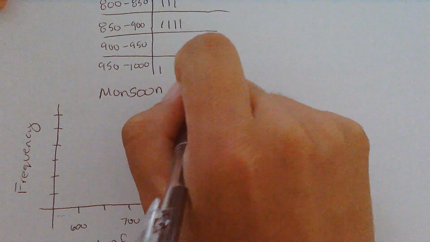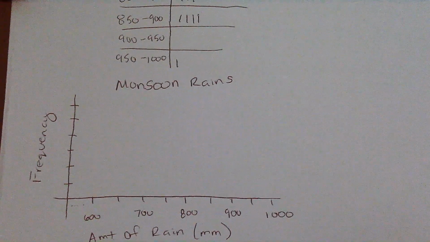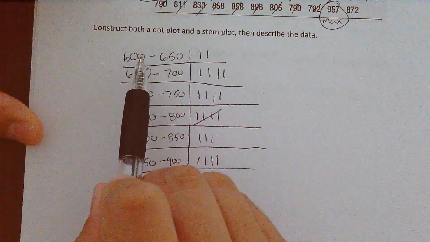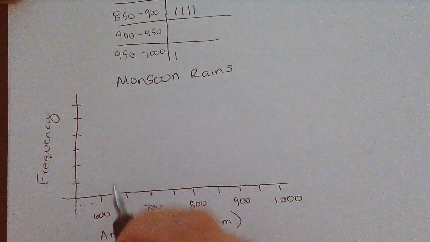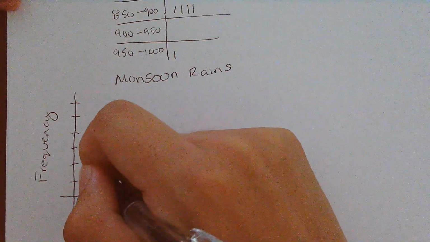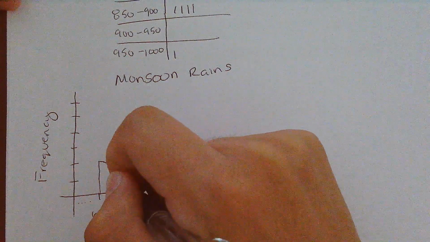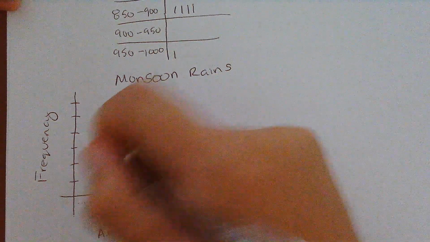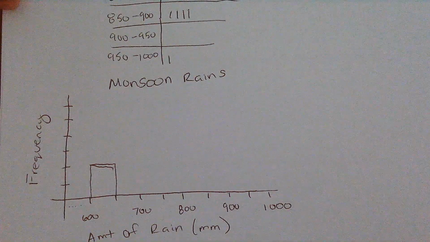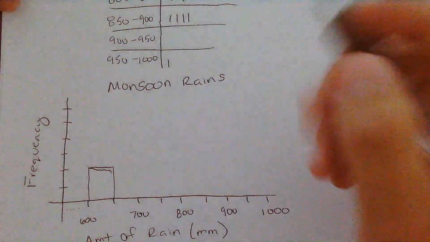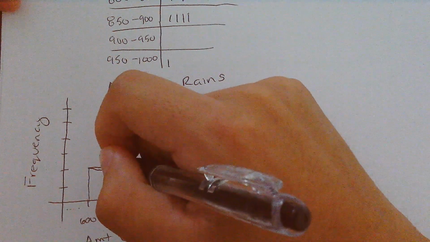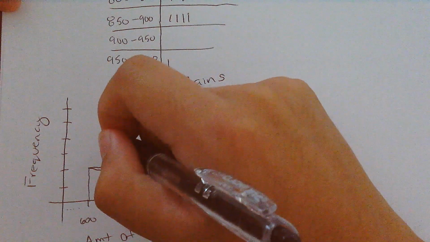I'm giving a brief overview. Okay, so in this first category between 600 and 650, I had 2 observations occur. So I'm going to draw my bar here. Oh, you know what? It's okay. We'll work on it. Between 650 and 700, I had 4 observations. So I'm going to go 1, 2, 3, 4.